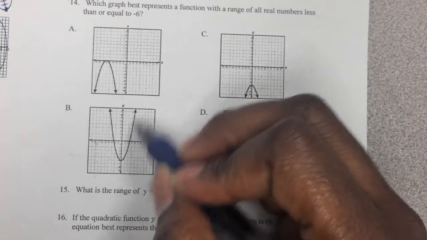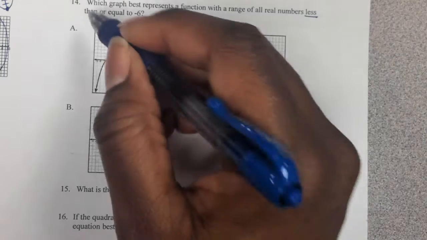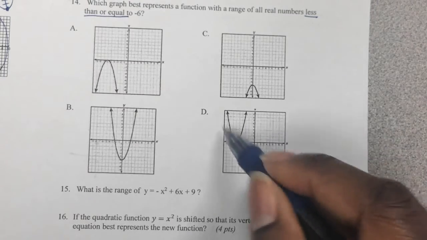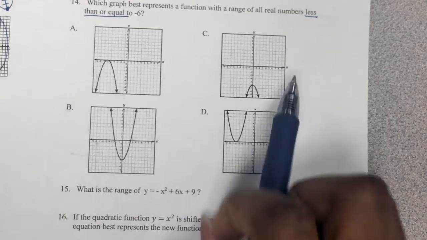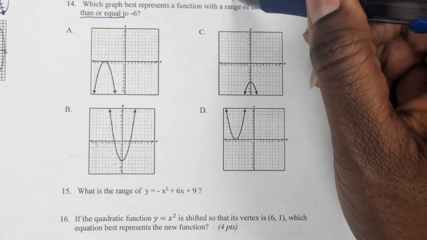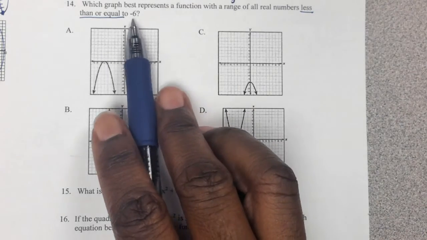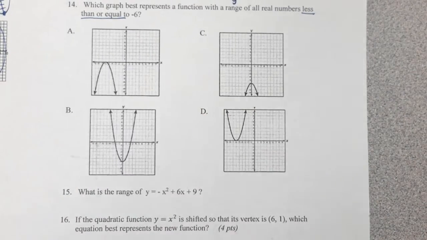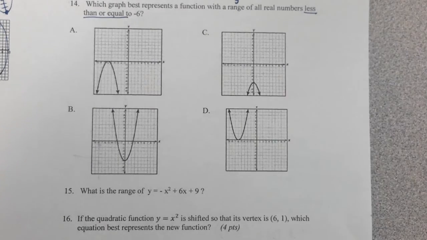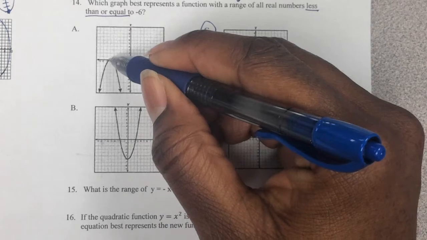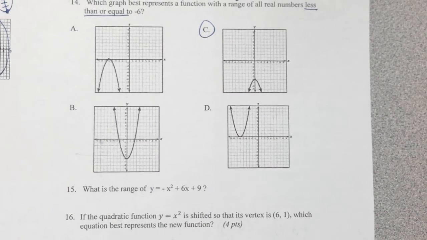So this one opens up, that means it should not be less than or equal to. This one opens up, it cannot be less than or equal to. It has to be one of these. And we're looking for the range, which means the y value is less than or equal to -6. So which one is that? C. Good. This shows the y value of -6. So it's C. This shows the x value of -6. So that's not going to help us with the range.